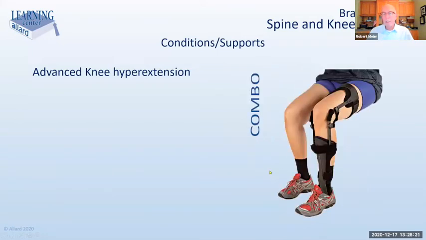And finally, if there's significant foot drop and significant knee hyperextension, this is a custom knee orthosis here, custom fit into a very substantial AFO type thing. And that can work for advanced cases of foot drop associated with knee hyperextension.